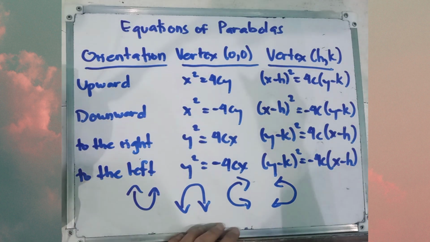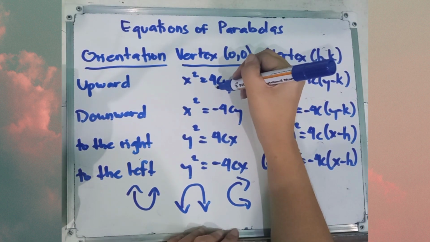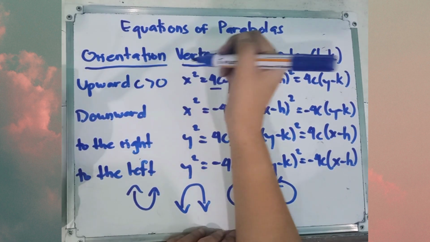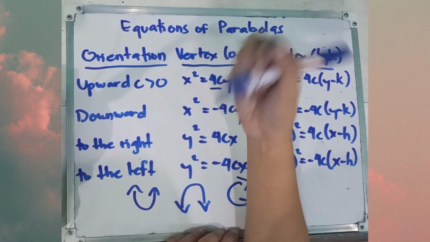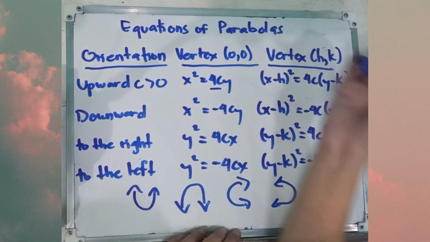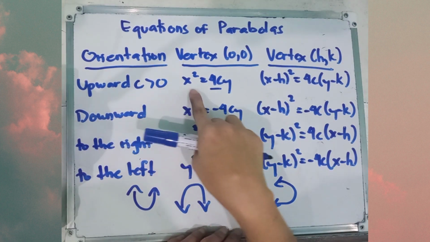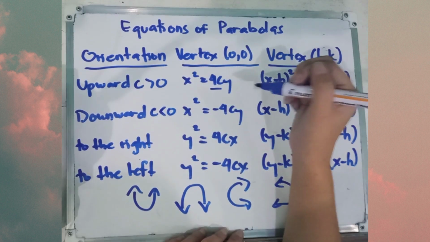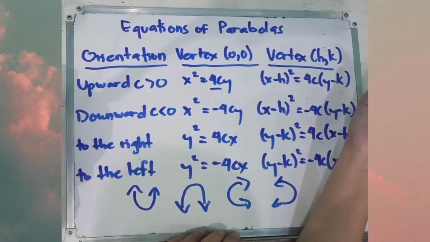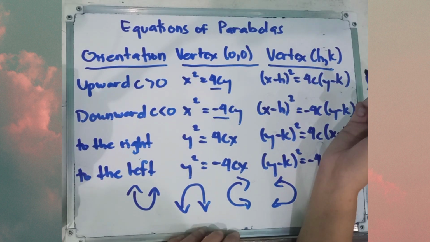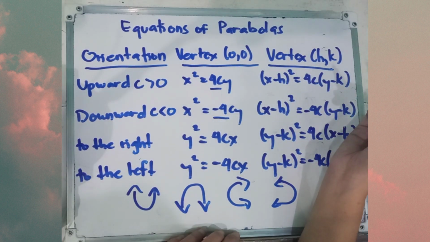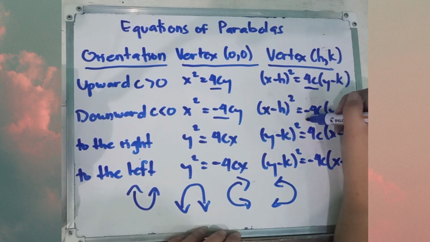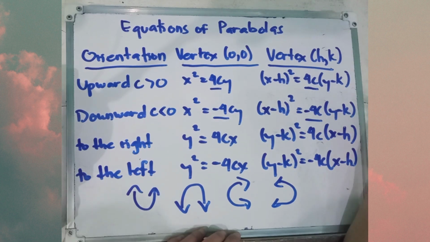If c is greater than 0, meaning 1, 2, 3, 4, 5, and so on, the parabola is opening upward. If c is less than 0, meaning negative 1, negative 2, negative 3, and so on, the parabola is opening downwards. Same here, that's positive, so it's opening upwards. That's negative, so it's opening downwards.